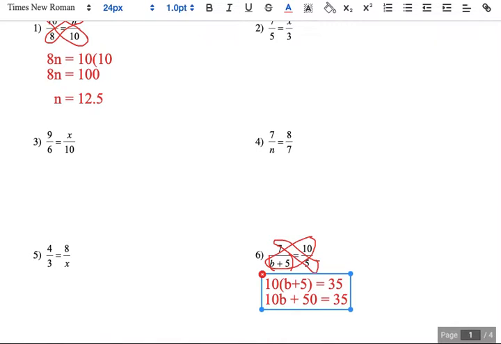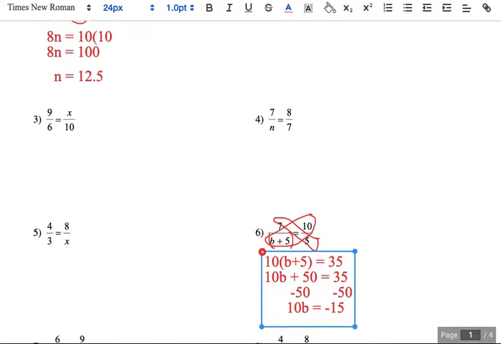And to solve this equation, I start by undoing this addition with subtraction. So I'm going to subtract 50 from both sides of the equation. And now I'm left with just 10b on the left because these two cancel out. So 10b equals 35 minus 50. I'm subtracting more than what I have, so I know it's a negative number. And that's going to have me 15 in the negative.